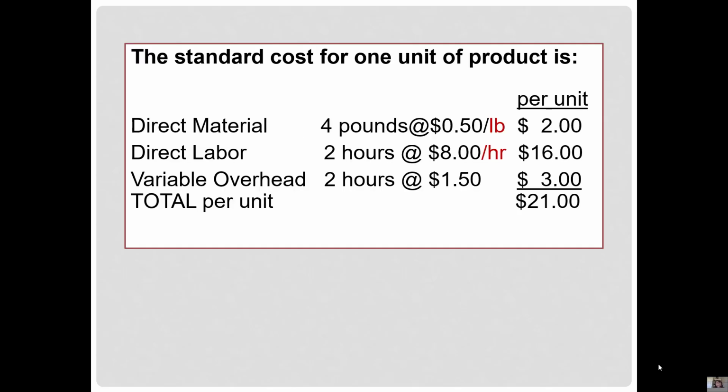The standard cost for 1 unit of product is direct material, we need 4 pounds at 50 cents per pound or $2 per unit. Direct labor, 2 hours at $8 per hour or $16 per unit. Variable overhead, 2 hours at $1.50 per hour or $3 per unit. The total per unit cost is $21 for the variable manufacturing costs.